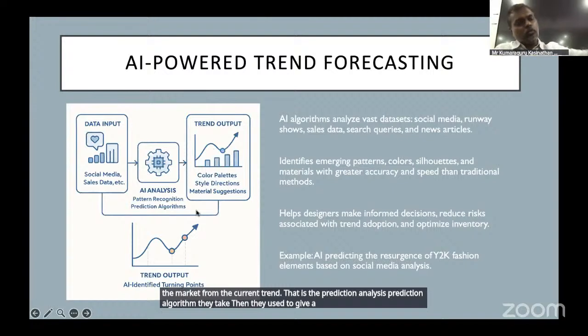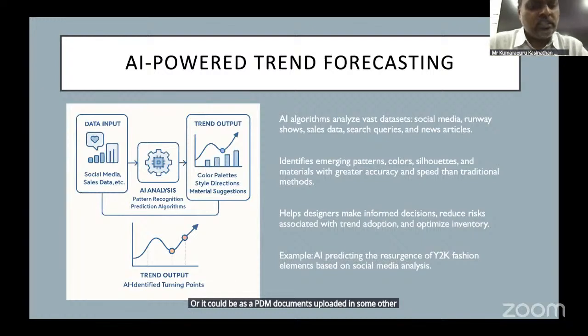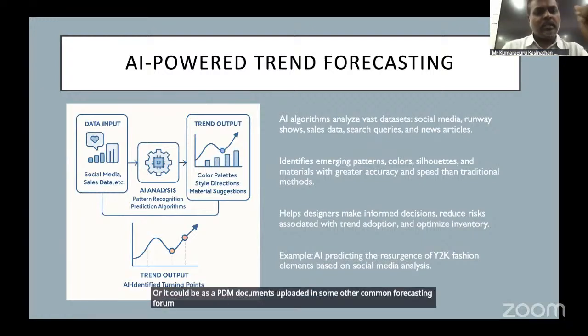The trend output could be based on a report form, or could be in a digital platform, in a website, or could be in an Instagram page, or could be as a PDF document uploaded in some other common forecasting forum, something like that. So in the trend output, majorly they give in fashion it colors. So color forecasting is the first major component.